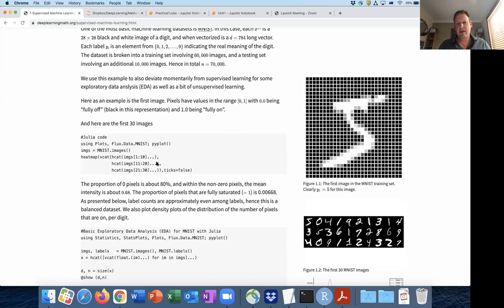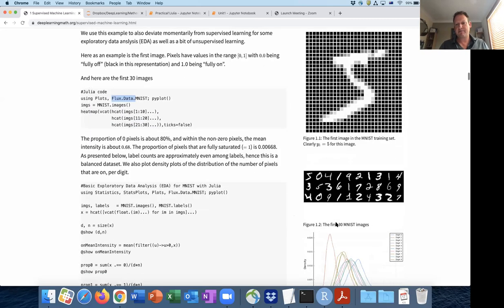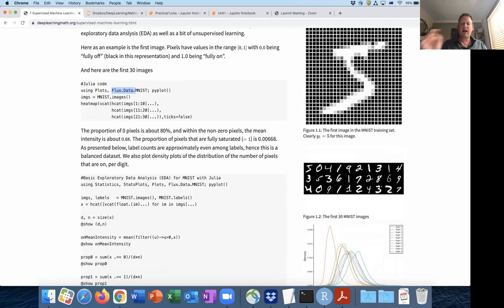And here is this little bit of code. Don't worry too much about exactly how it works, but it pulls the MNIST data set from the Flux package. Flux is Julia's machine learning library, but we'll also use other libraries later in the practical today to pull the MNIST data set and plot the first 30 images.